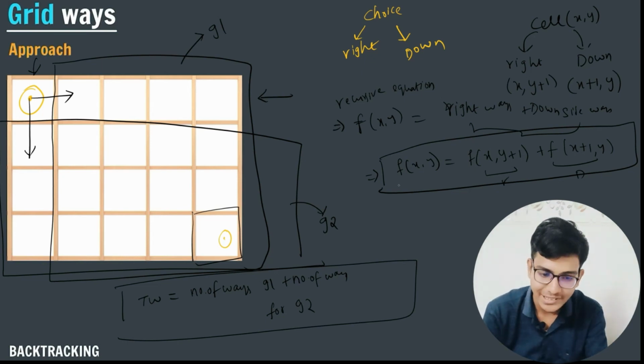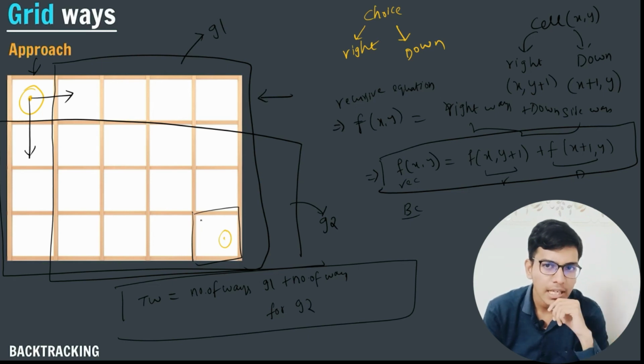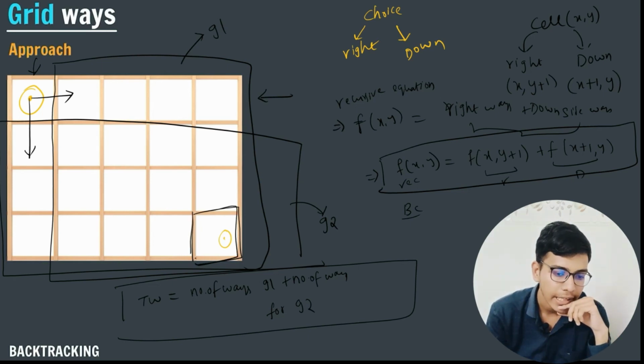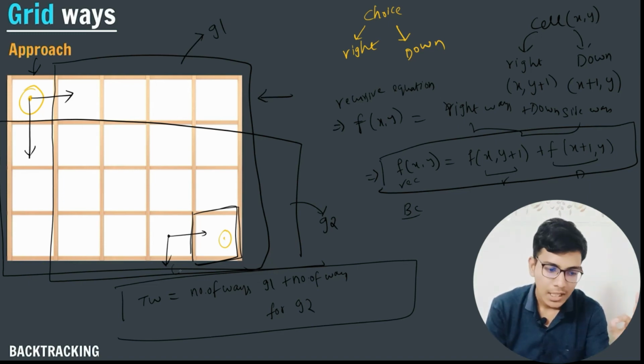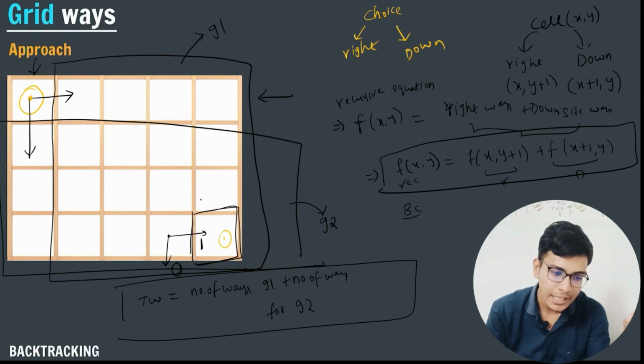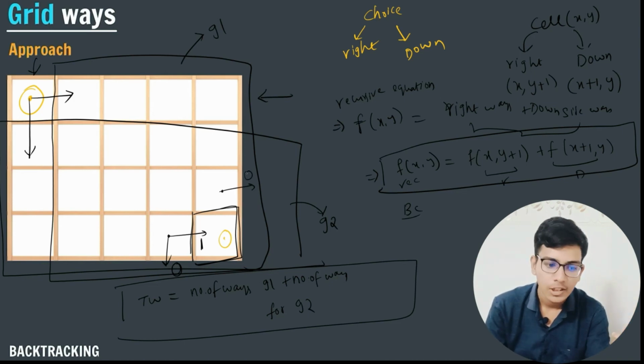Now let us talk about the base case. We have talked about the recursive equation. Let us consider what the smallest grid is here. This is my smallest grid. To reach the smallest grid, suppose I am here, so I have two choices, right? I can move here or I can move here. If I move here, then I will come out of my grid, so the number of ways will be 0 here, and here the number of ways will be 1. Suppose I am in this position. If I move here, then I will come out of my grid, so the number of ways will be 0. If I come down, then the number of ways will be 1.